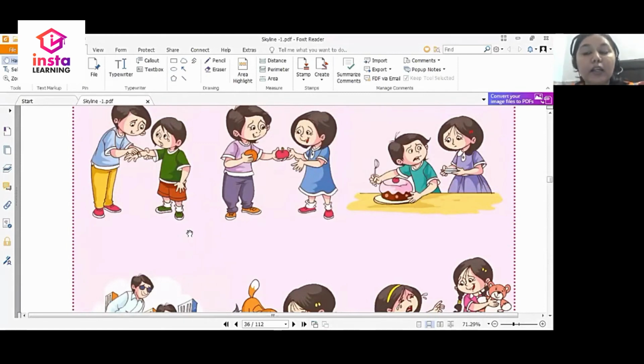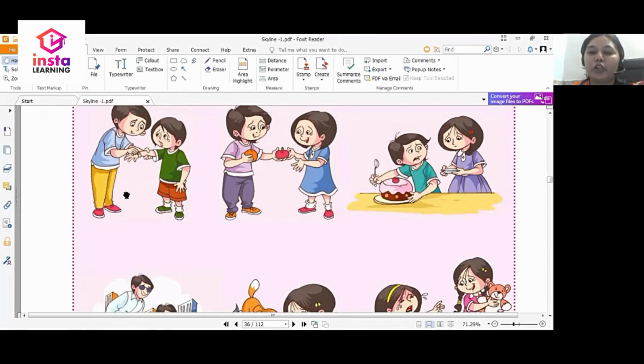To be kind means to be helpful towards someone who is really in need. Do you help your friends? Do you help your brother and sisters? So if you do that, very good. So let us look at this first picture.